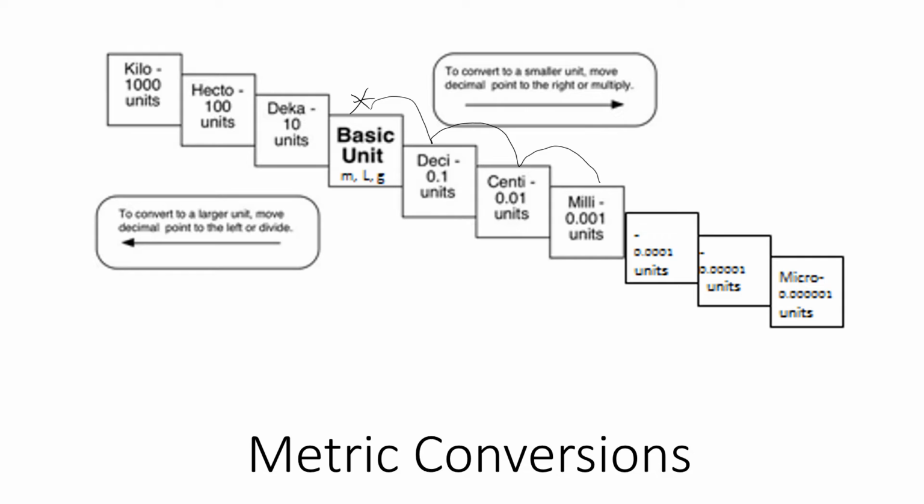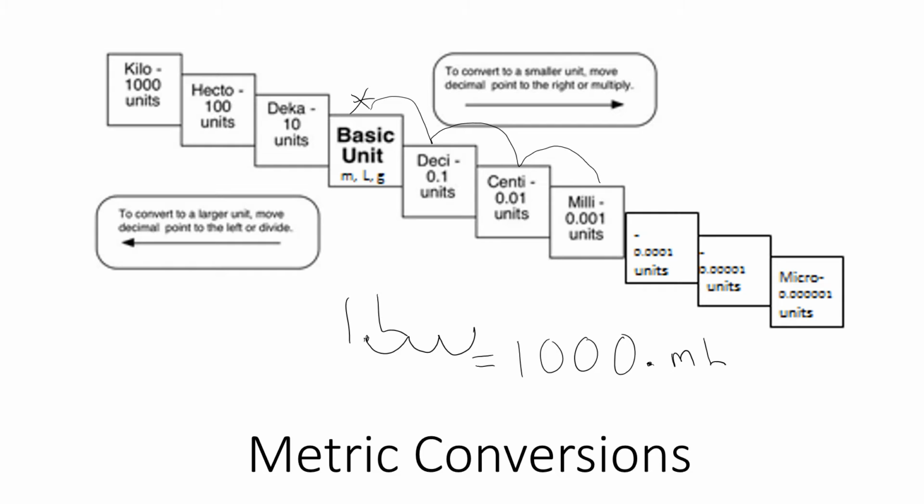right. So if I had 1 liter, I would move my decimal point 1, 2, 3 steps to the right to give me a number of 1,000 milliliters is equal to 1 liter.